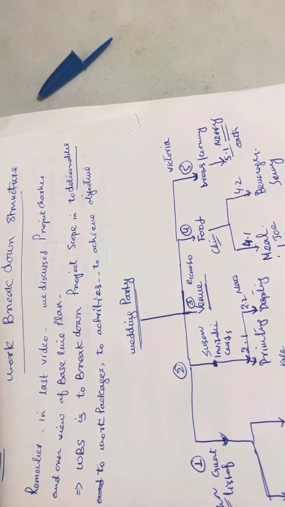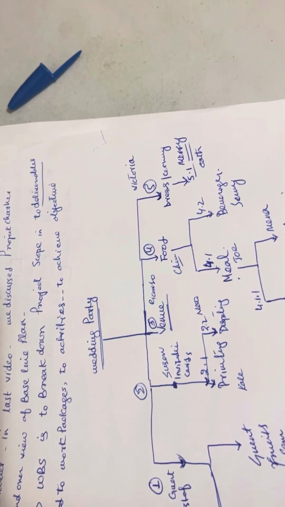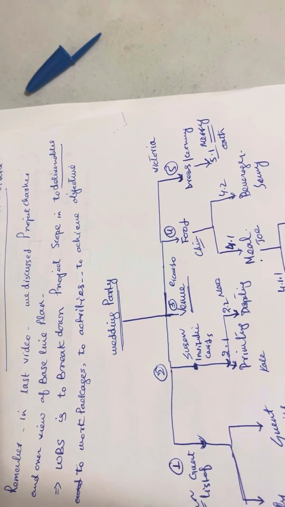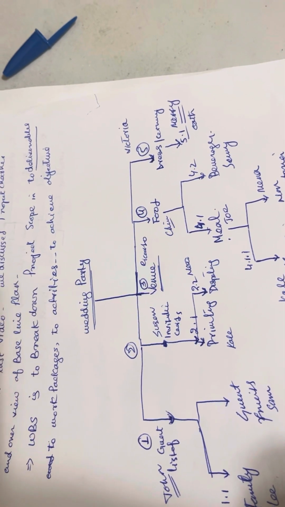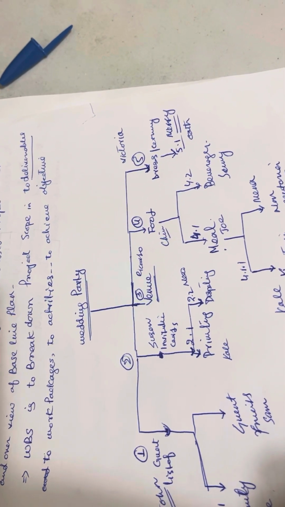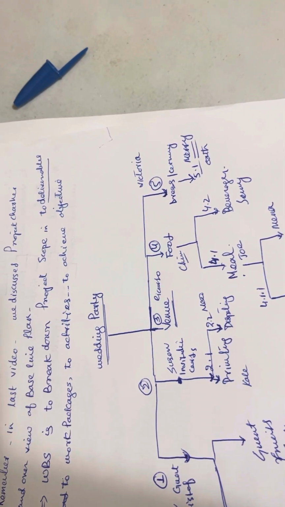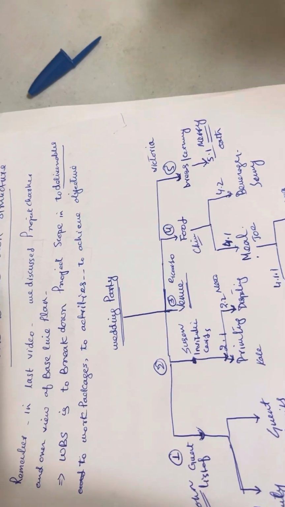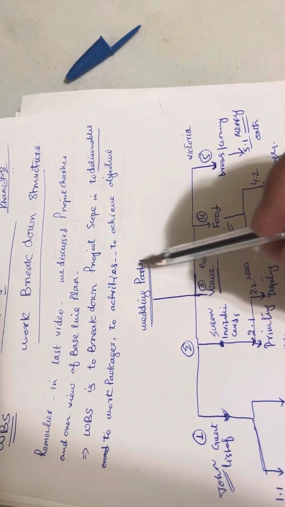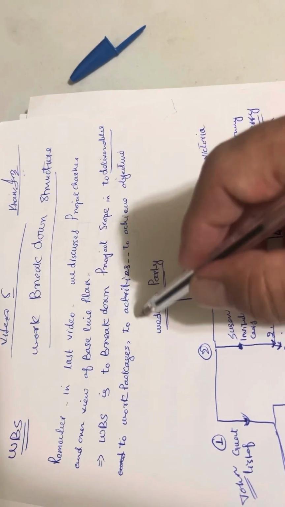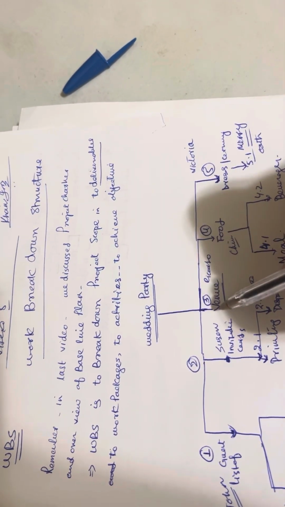And for the wedding party we need invitation cards, we have to print them and then distribute them. And then we need food, what type of food we will serve to the guests. And we need a dress, gown and ceremony for the wedding. So the wedding party is our project.